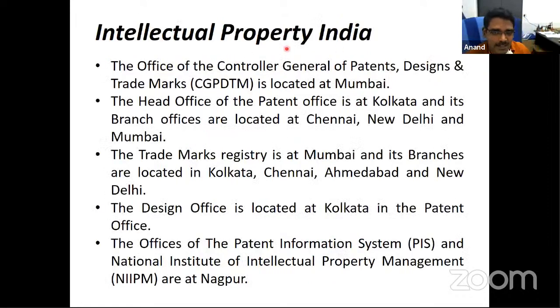And the Intellectual Property India website: the Office of the Controller General of Patents, Designs and Trademarks is located at Mumbai. There are multiple offices distributed all over the country. The head office of the Patent Office is at Kolkata, and it has branch offices in Chennai, New Delhi, and Mumbai. The Trademarks Registry is at Mumbai, and its branches are located in Kolkata, Chennai, Ahmedabad, and New Delhi. The design office is located at Kolkata in the patent office, and the offices of the Patent Information System and an institute called the Rajiv Gandhi National Institute of Intellectual Property Management are located at Nagpur.